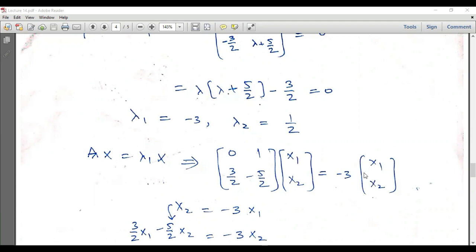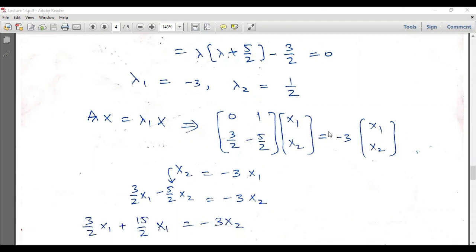Ax is equal to lambda 1 x. So let's write two equations, and it will become x2 equal to minus 3 x1. This is the first equation, and 3 by 2 x1 minus 5 by 2 x2 is equal to minus 3 x2. This is the second equation.